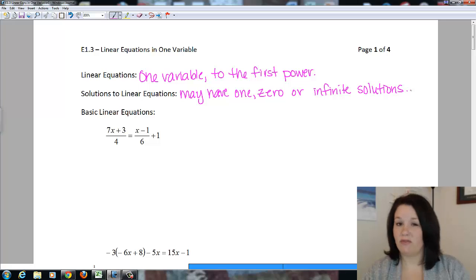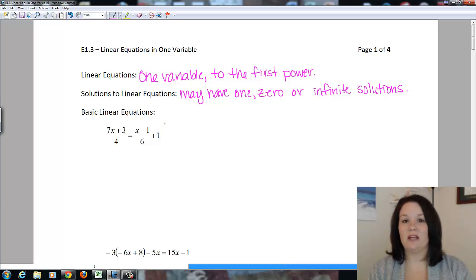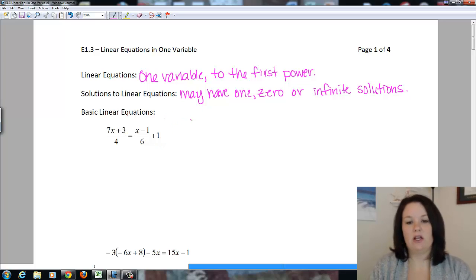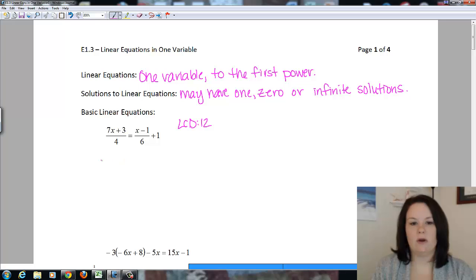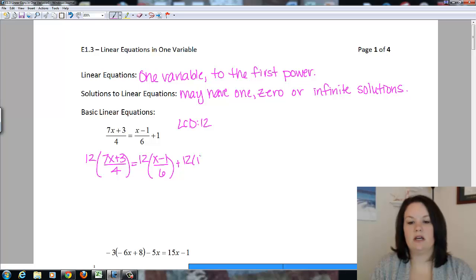First one, we have fractions. Anytime we have fractions, we want to get rid of those denominators. Nobody likes to work with fractions. The way we get rid of those denominators is we multiply every term by the least common denominator. So here, if I look for my least common denominator, it would be 12. So I'm going to go ahead and multiply every single term by 12. So I'm going to do 12 times this piece is equal to 12 times this piece plus 12 times 1.